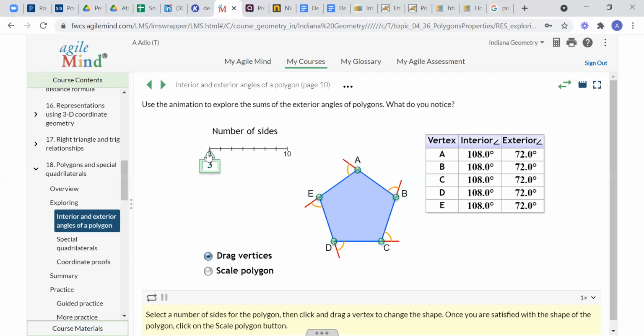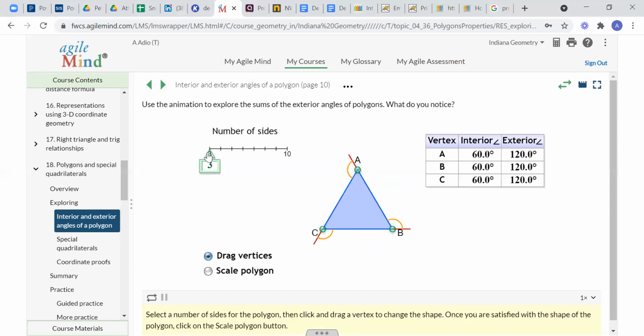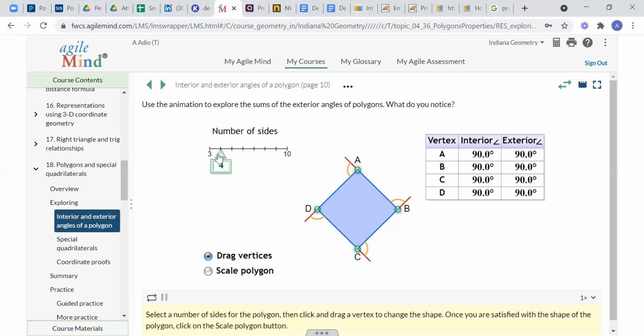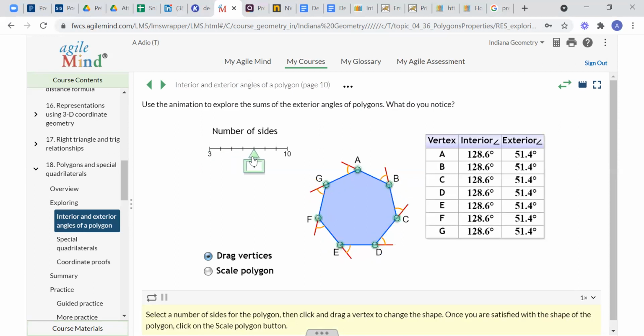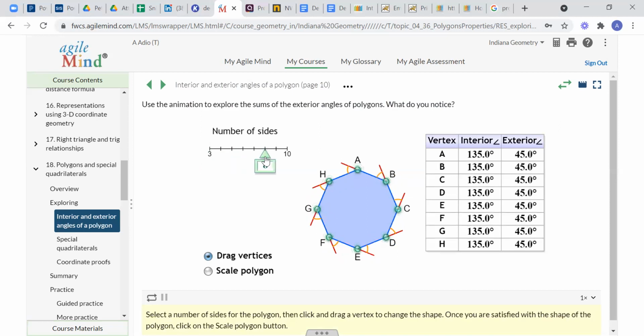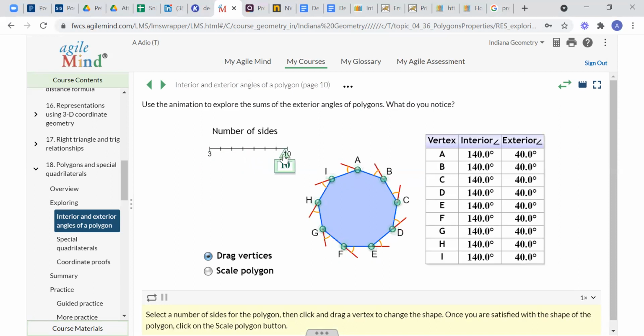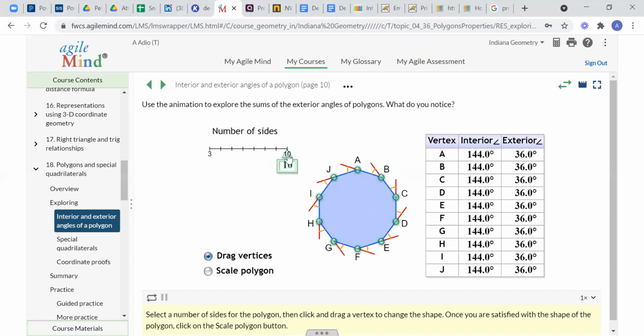So what do you observe? When n is 3, each interior is 60, each exterior 120. When n increases to 4, interior goes from 60 to 90, exterior from 120 to 90. When n is 5, interior becomes bigger and exterior becomes smaller. As you can see, keep this image in mind: whenever n increases, each interior increases and each exterior decreases. Okay.